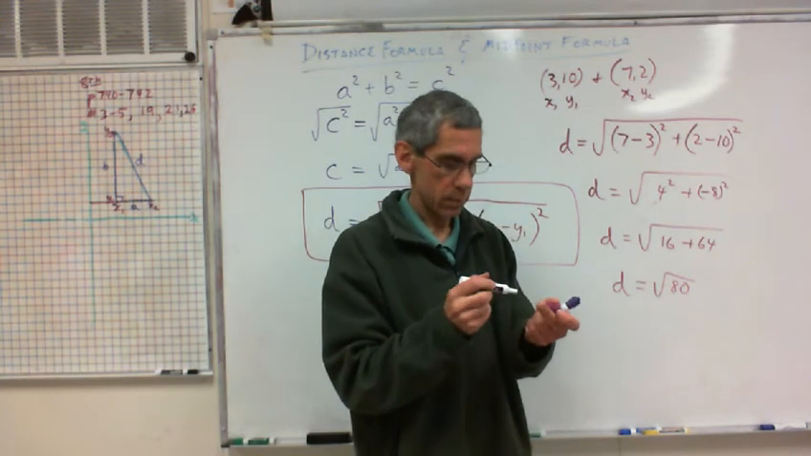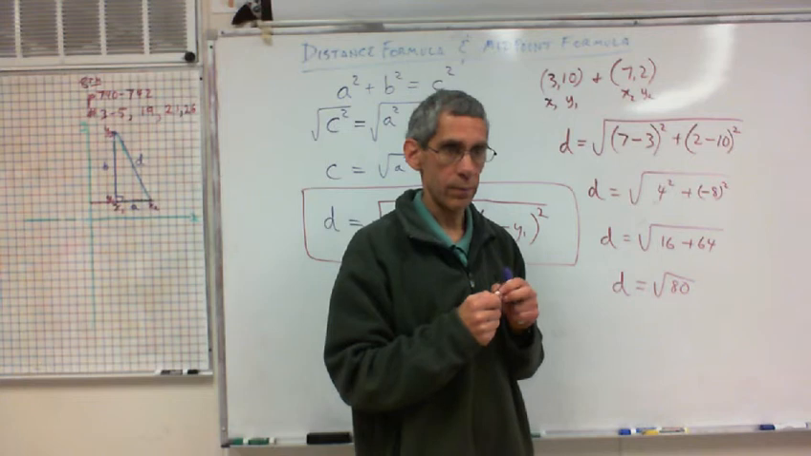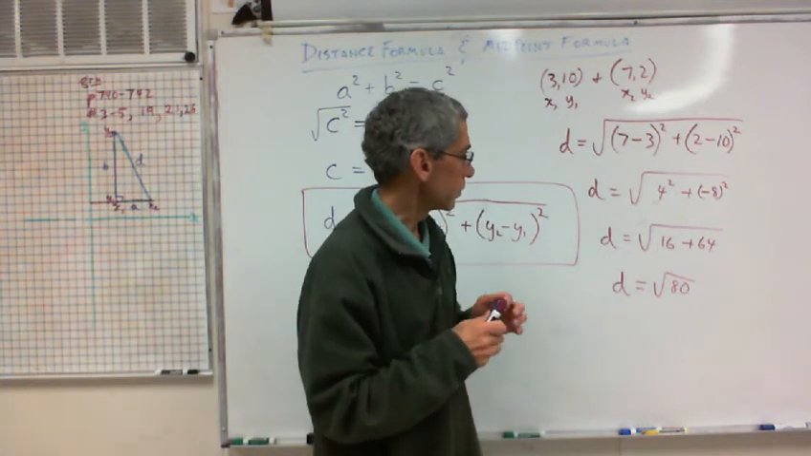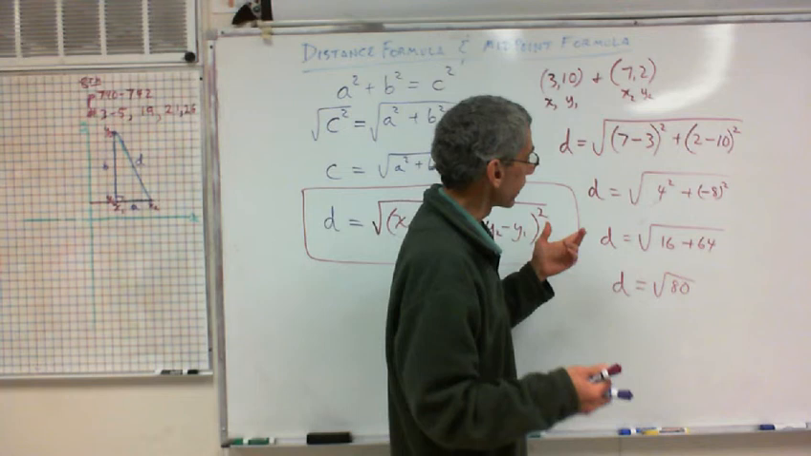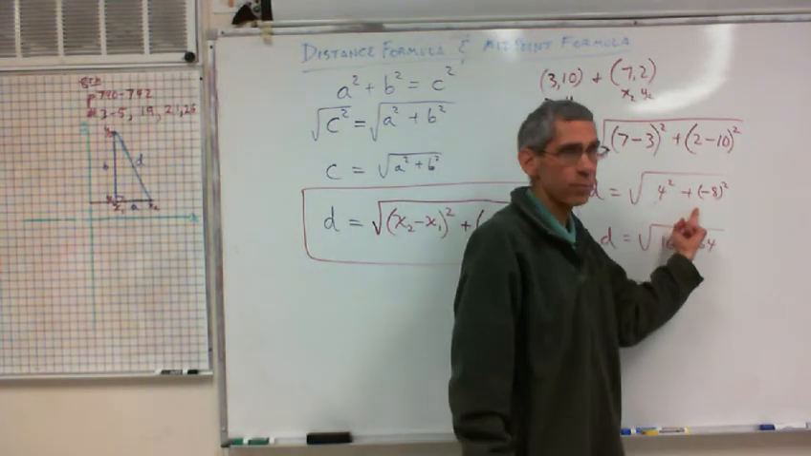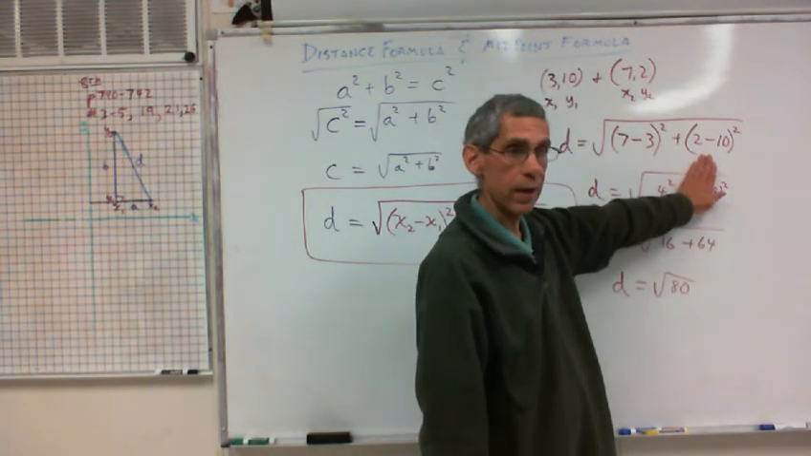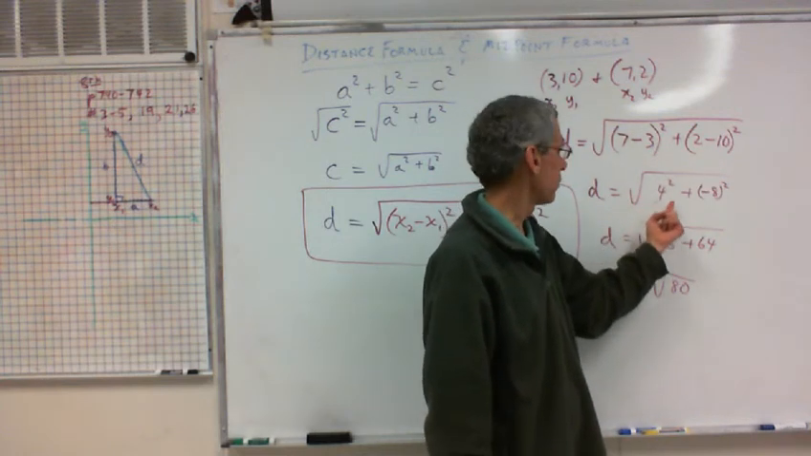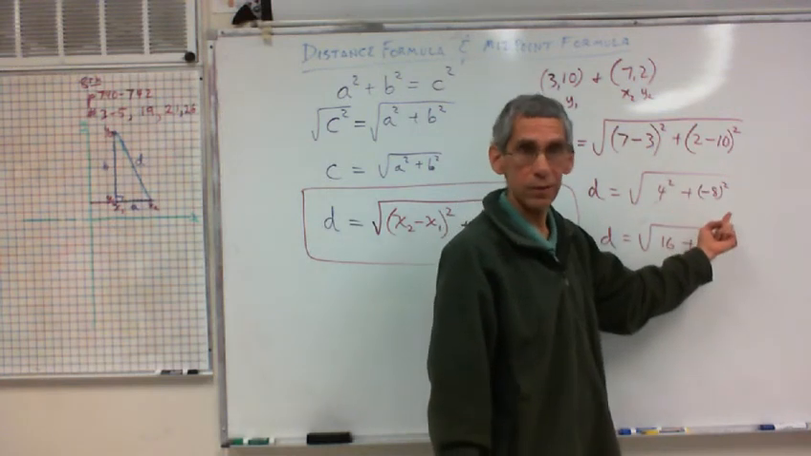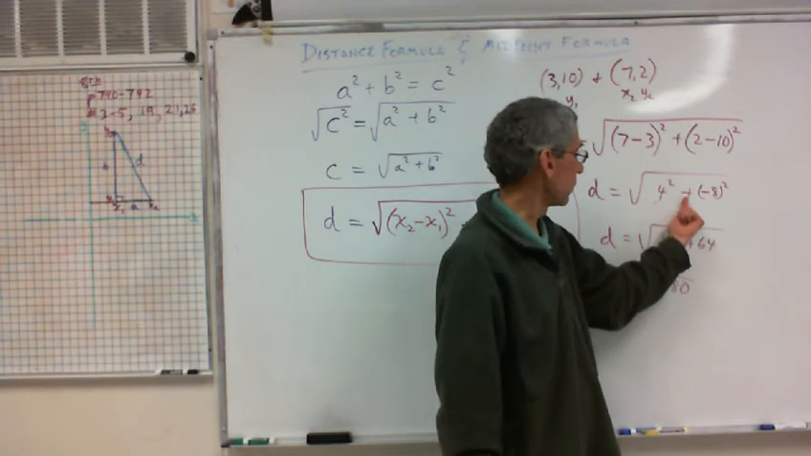Why doesn't the square root cancel out the squared, like the 2 square roots? Good question. It's because of this plus sign. If I didn't have that plus sign, you would be right. But I can't say the square root of 16 is 4 plus the square root of 64 is 8, because of that plus sign.